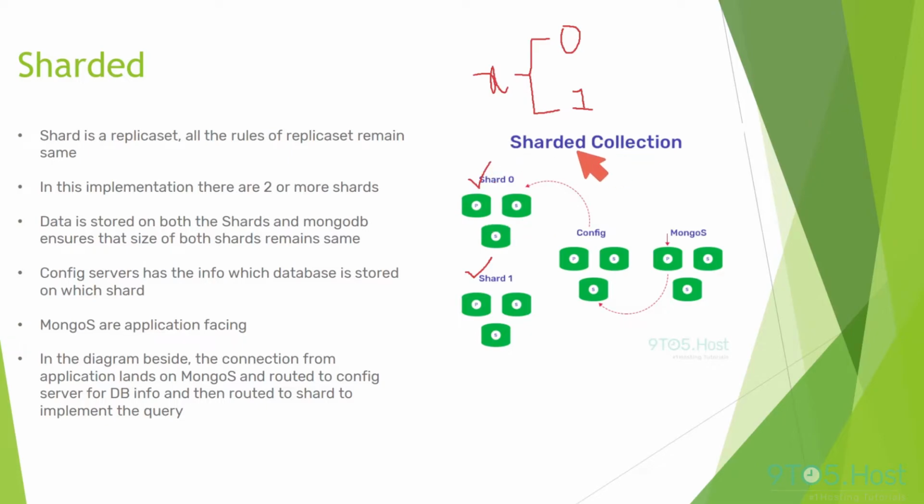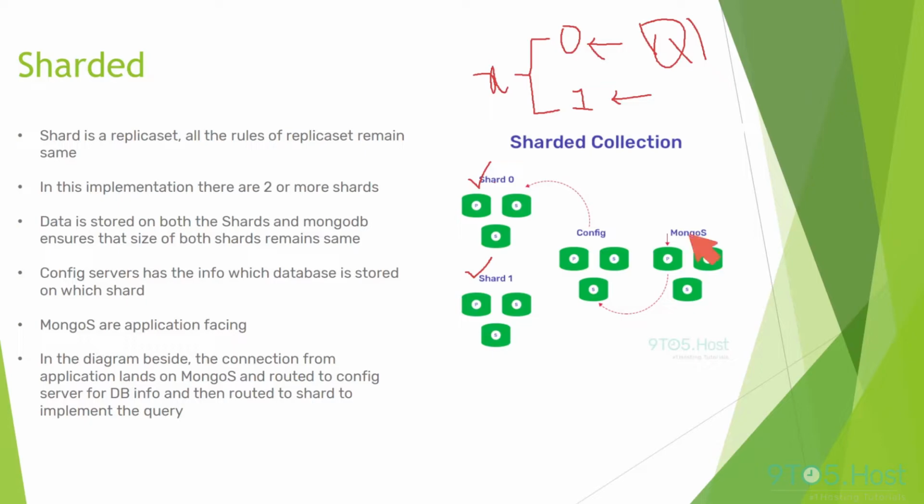So you might land in a scenario where there is a database called X which has a few of the data stored in shard 0 and a few of the data stored in shard 1. Because of this scenario, the sharded cluster has a different implementation. Now, how does Mongo understand?